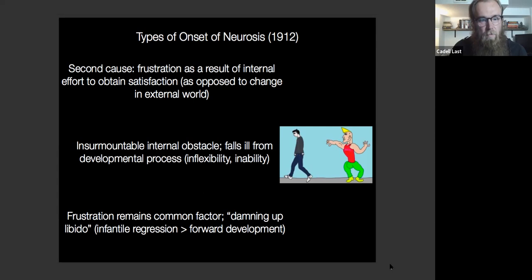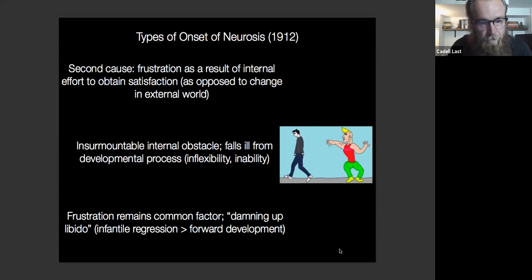And again, this frustration goes back to the common factor of damming up the libido, which leads to the infantile regression over the forward development. So people stop developing. Now, for the incels specifically, the best example I've heard articulated is you just have to get better at your methods of sublimation, and you have to continue to develop in whatever way you want. But there has to be a way you pull yourself away from the infantile regression, which is so common today.